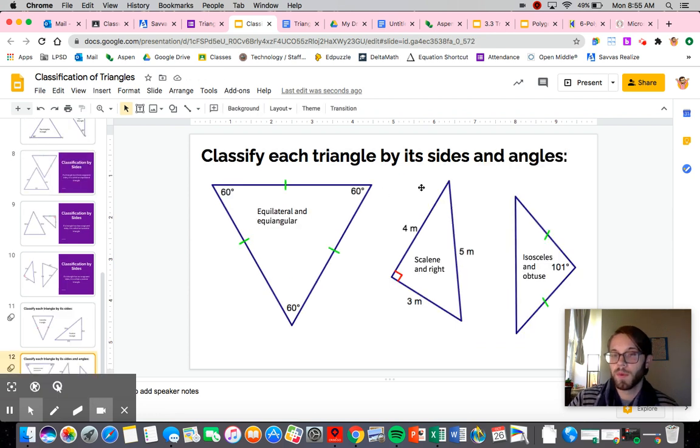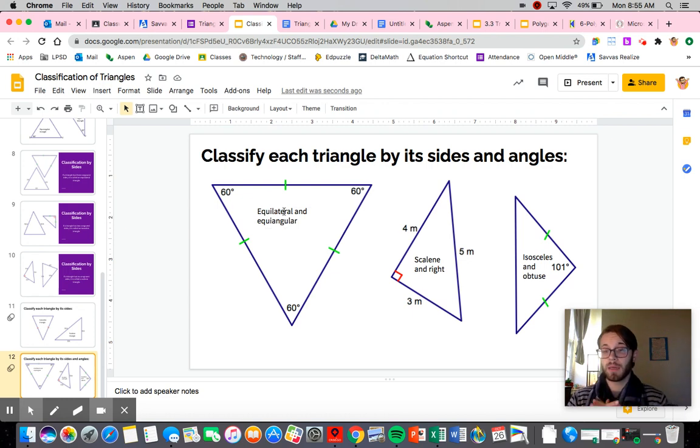Let's do one where we combine them together. So if we have the 3 sides that are the same and the 3 angles, it is equilateral and equiangular. So you can combine these. Okay. So equilateral and equiangular. These ones, 3, 4, 5. Because it has 3, 4, 5, it must be scalene. However, it also has a right angle, so it's also a right triangle. So it's a right scalene triangle, or scalene and right triangle.